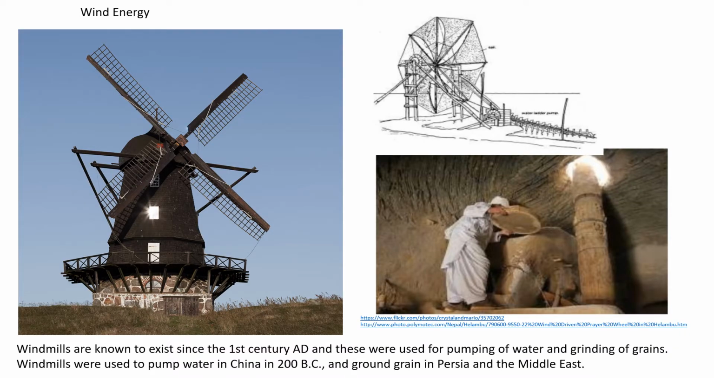Windmills are known to exist since 1st century AD, and these were used for pumping of water and grinding of grains. Windmills were used to pump water in China in 200 BC and grind grains in Persia and the Middle East as well.